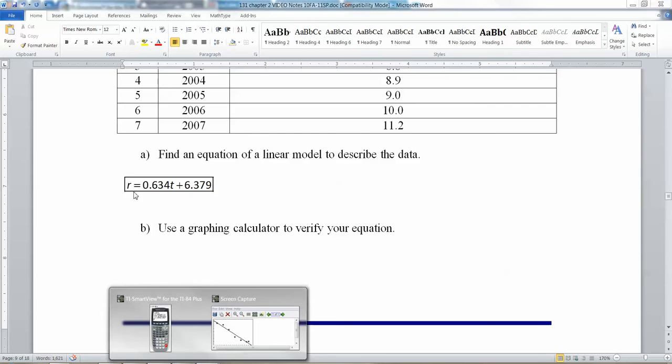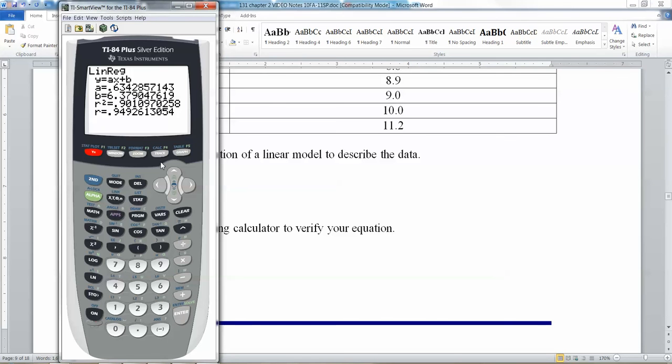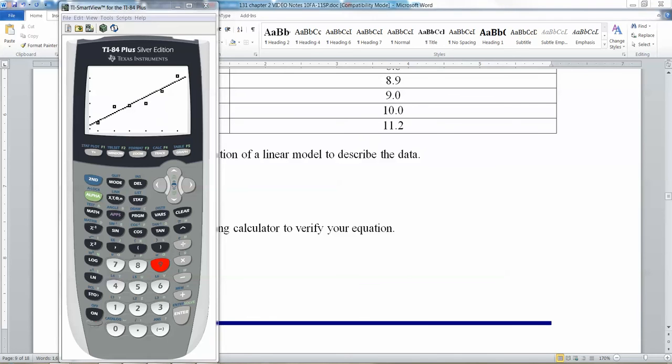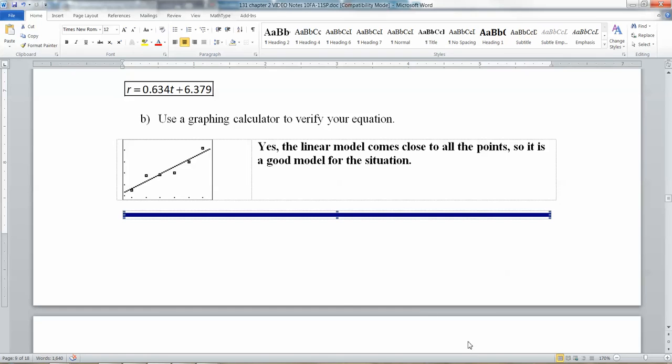Then to verify, just go to your calculator, go to Y equals, plot on, zoom, 9. And there it is. And it lines up pretty well. Poof. And that's what I'll say over here. I drew a picture, and that's what you should do. Draw a quick sketch with the line on there to show that you did this, and then just say, yep, it does a good job of modeling those points, so it's a good model for the situation. Done.